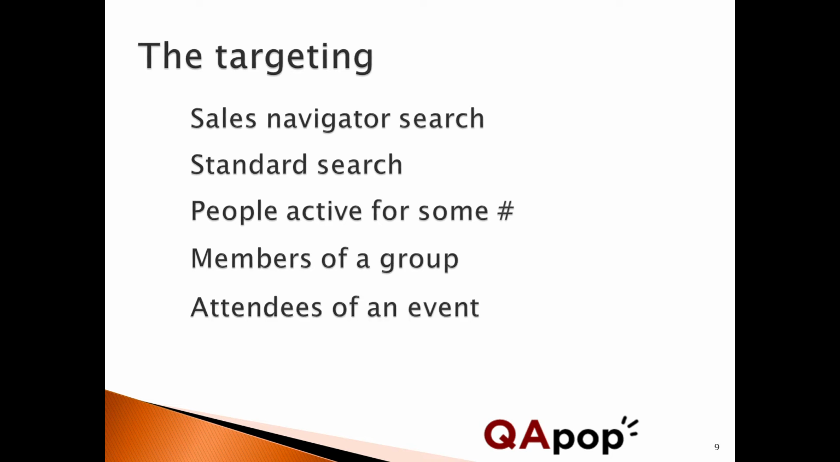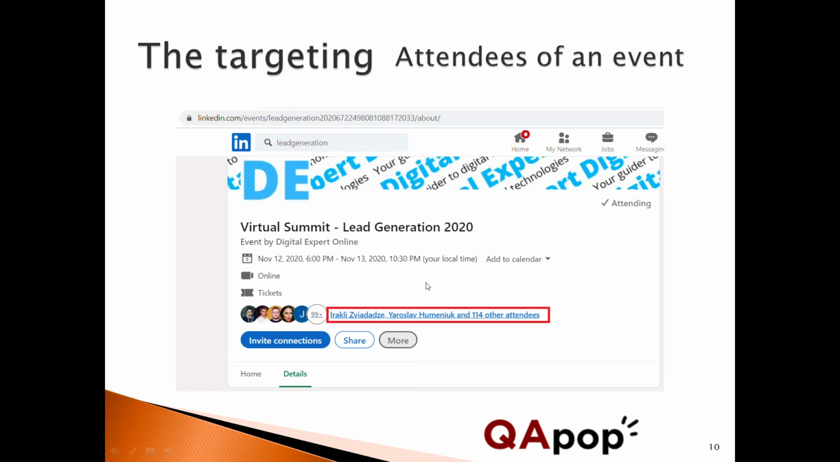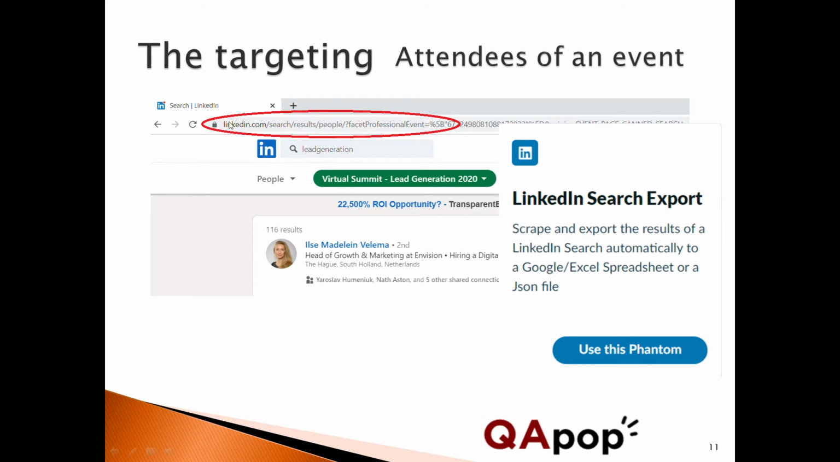The last way to create a target audience, which can sometimes be even better than a group, is to target attendees of an event. Here's an example, which was the event I was speaking at. If you say that you are going to attend the event, you will have access, when you click on the list of attendees, to this LinkedIn search. What's interesting is you are redirected to a standard LinkedIn search. So you can plug this URL into your standard LinkedIn automation tool to basically scrape a LinkedIn search, and you will have all the people who plan to attend this event.